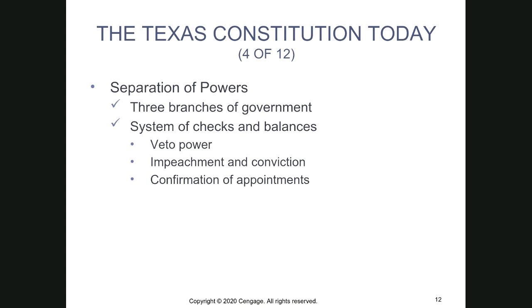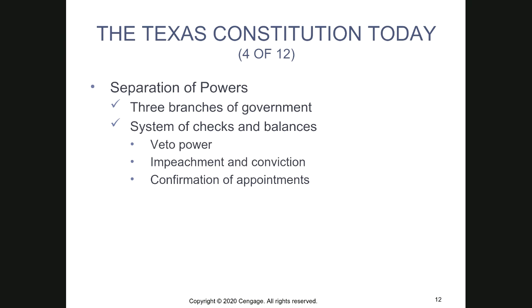So the principle behind that concept is one of a government in which power is distributed among at least three different branches. We don't want one branch to become too powerful, and we want to make sure that we've got power distributed and checked between the branches. So we're going to talk more about this in a bit here, but you can see some of the examples that we have of checks and balances. We've got veto power, impeachment and conviction, and confirmation of appointments.